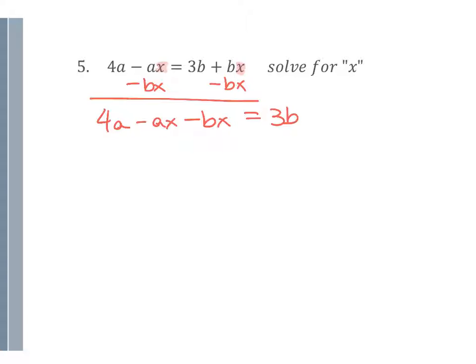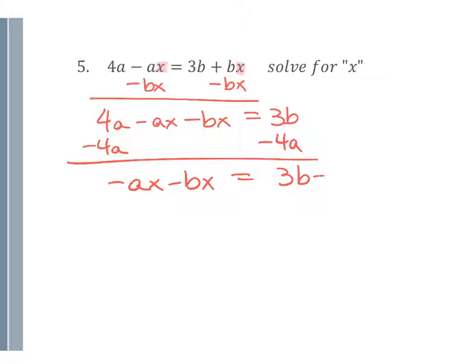So now let me move the 4a to the other side. And I get negative ax minus bx, and then 3b minus 4a. You could also do it as negative 4a plus 3b. It doesn't matter. Now, notice on that left side, I have my two variable x's here that I need to solve for. So again, I'm going to factor out a greatest common factor of x. I'm not going to pull a negative x out because remember, when you solve for a variable, your variable can never be negative. So I'm actually going to divide both of these just by an x.